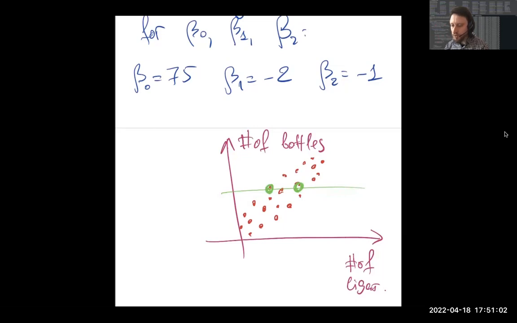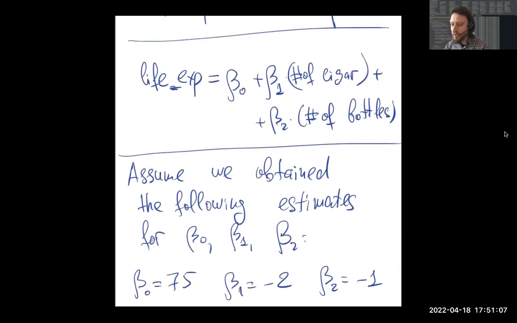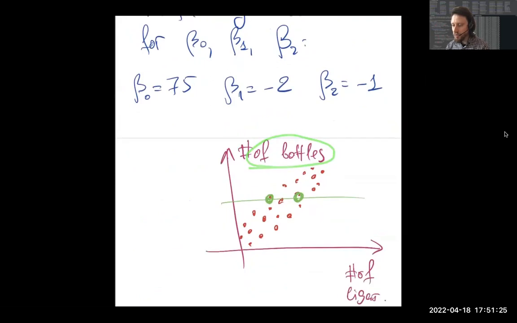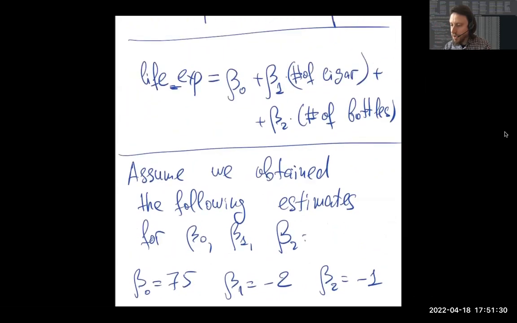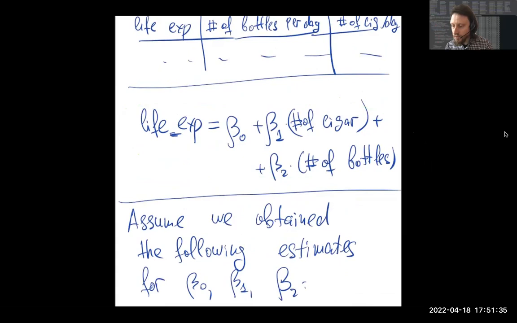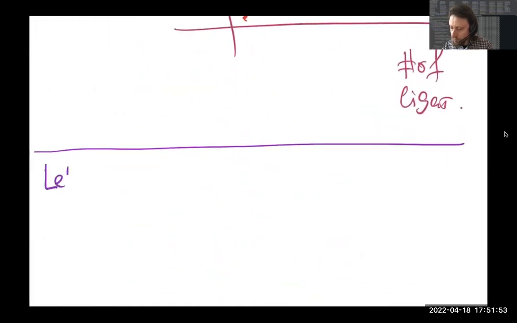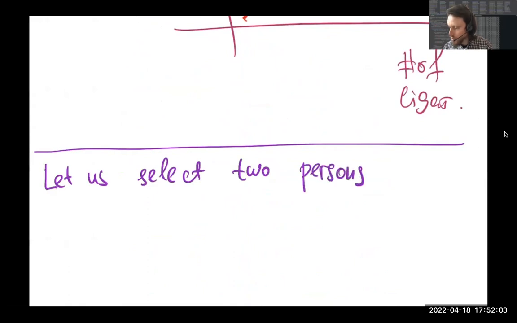Okay, in fact, we can expect, if we believe in this linear model, that it is not important where to draw this line. It is important that we select two persons who have the same alcohol habits but different smoking habits, and we compare them. And now if we look at this formula, we see that this is exactly what is given by this coefficient beta one. Because we can interpret this beta one in the following way. Let us select two persons who drink the same amount of alcohol.